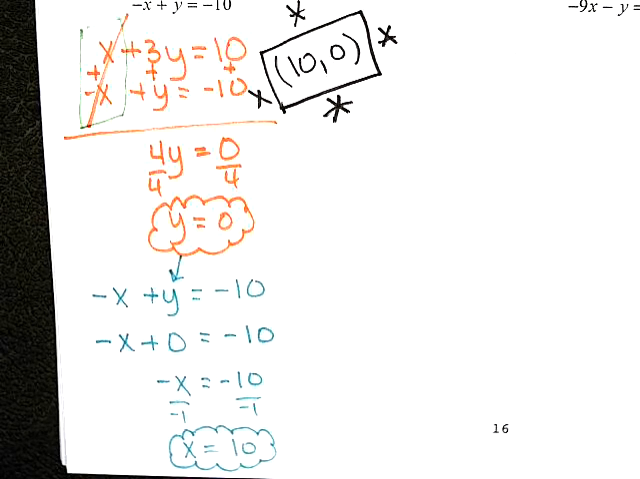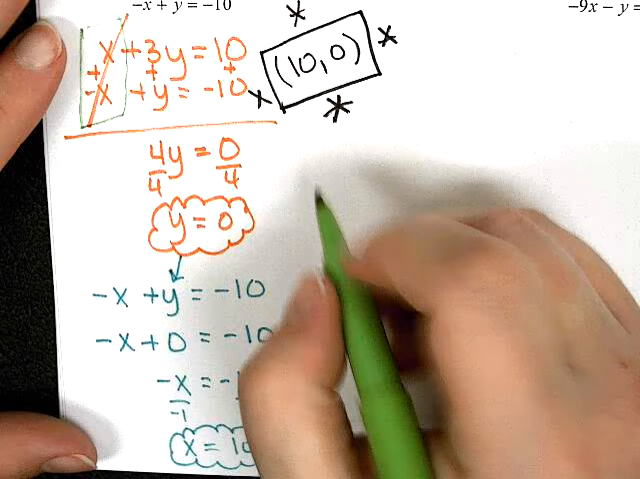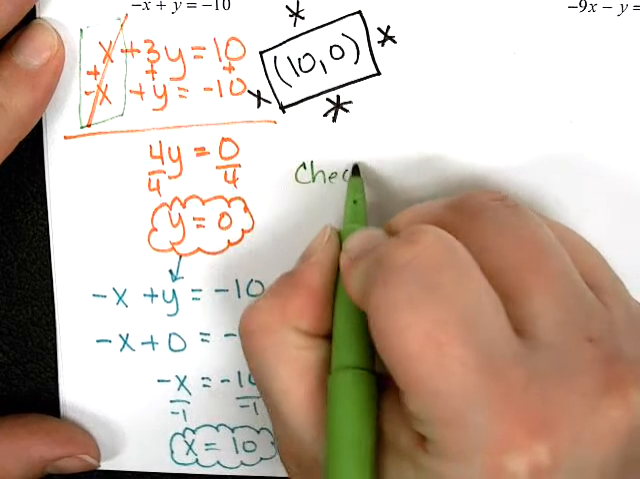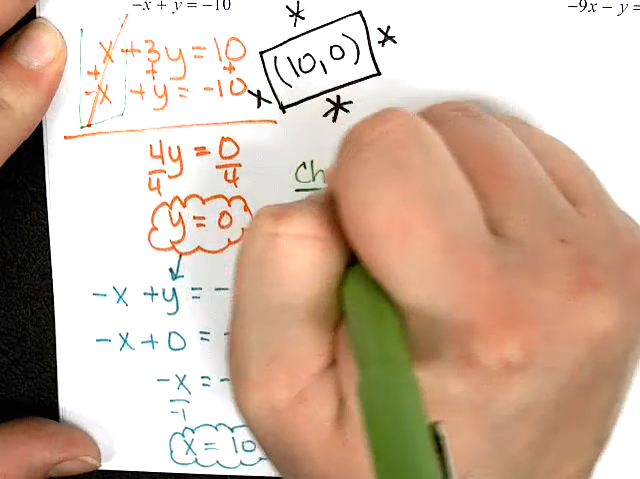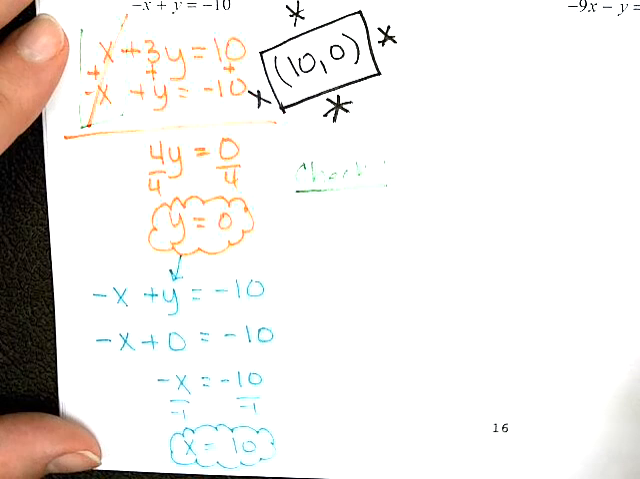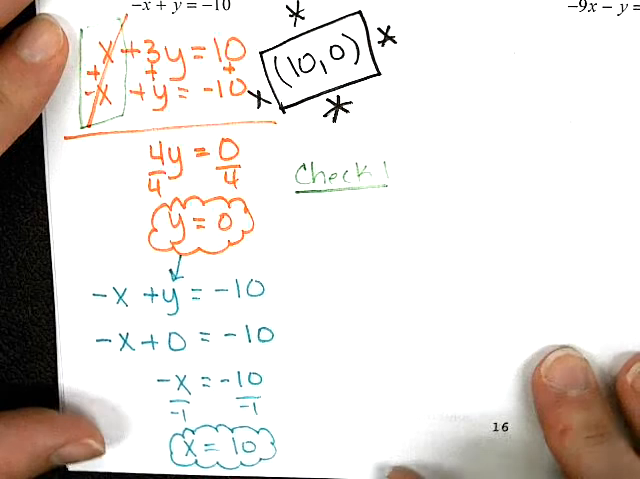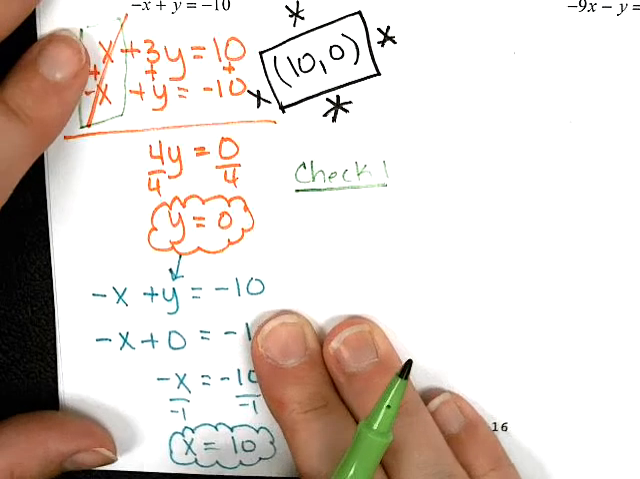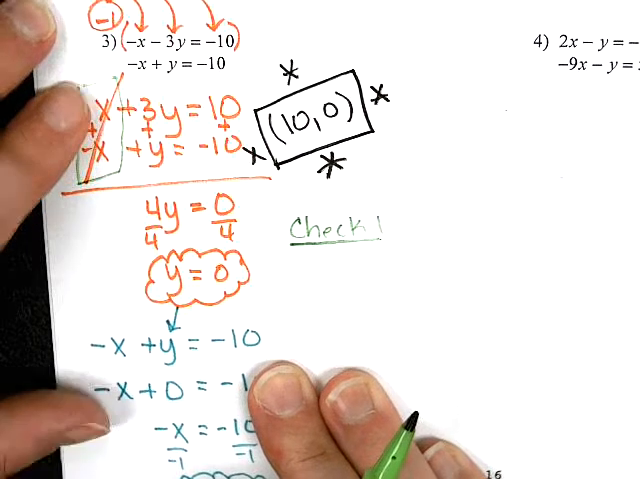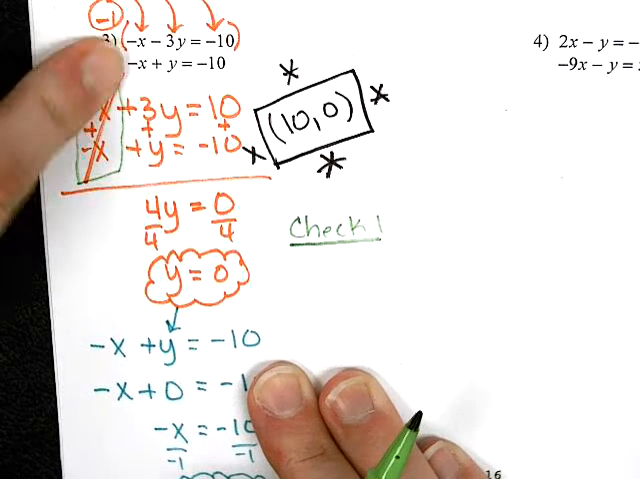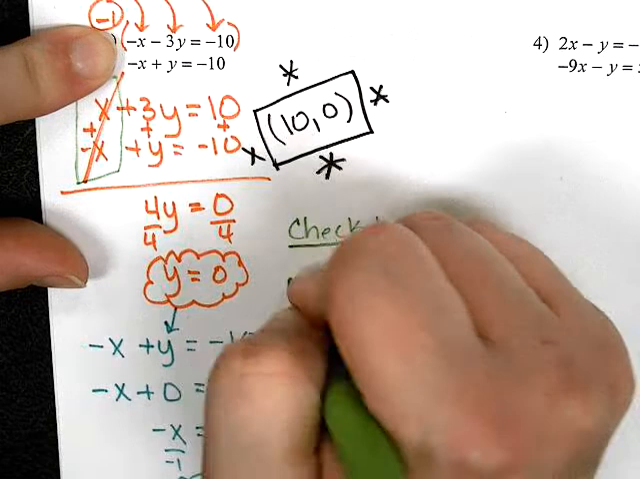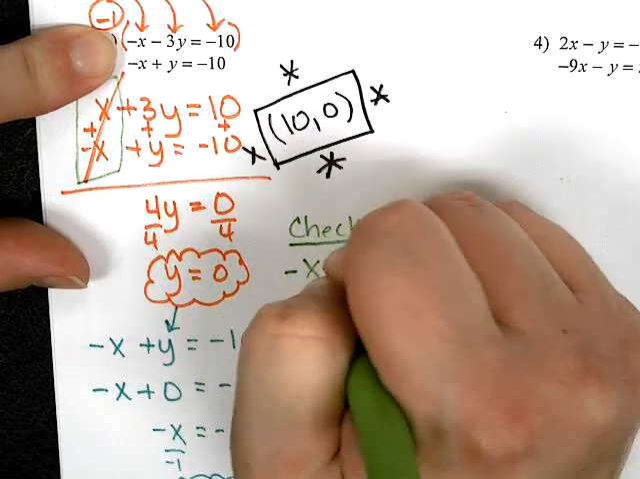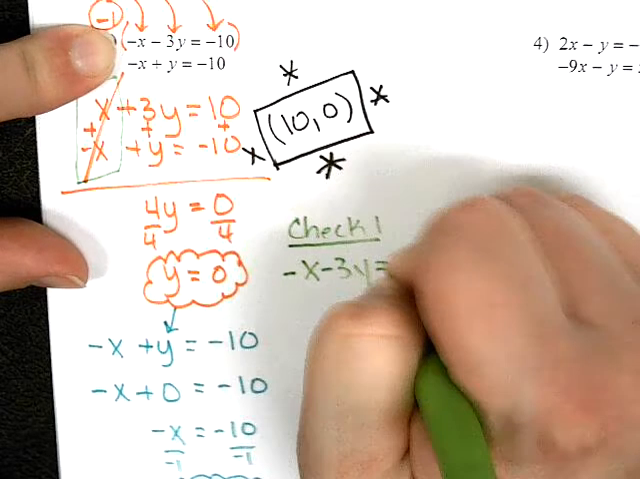Okay, so let's do our check 1. And remember, when you do your check, it always, always, always has to go back to the original equation. So let's move up a little bit. Go back to the one you had before you multiplied. So negative x minus 3y equals negative 10.